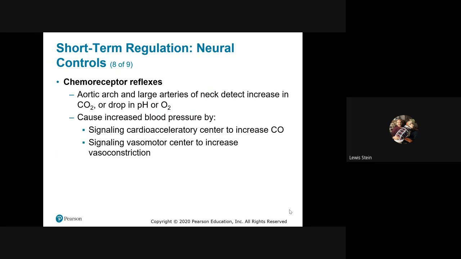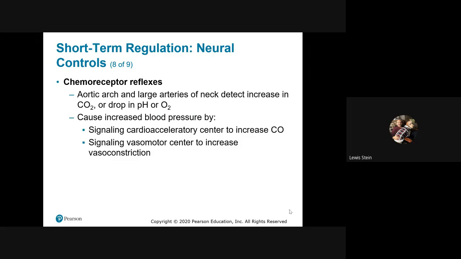So these chemoreceptors, this is the big player. As carbon dioxide rises, pH begins to drop because it effectively makes more carbonic acid. Back to that buffer, which is so critical. And then oxygen takes a hit as well. But if you have to rely on oxygen sensors, you're already in trouble. And so what they do is increase blood pressure by the cardiac centers increasing cardiac output and vasomotors increasing constriction.